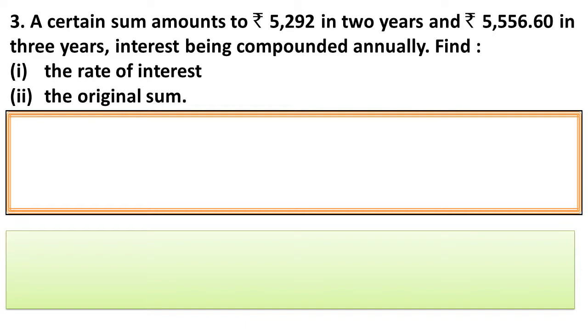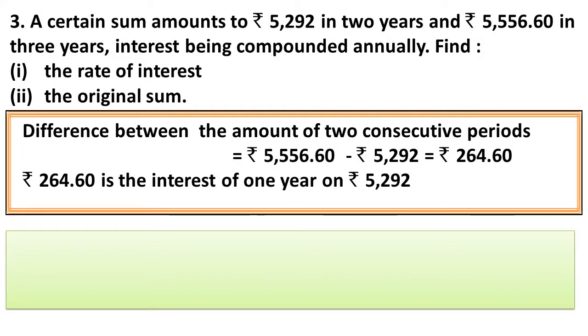In both the cases, the first step is the same. In the first and second problems, we calculated the difference between the 2 compound interests for the successive years. Here also, let us calculate the difference between the amounts for these 2 consecutive conversion periods. The difference will be 5,556.60 minus rupees 5,292. So the difference obtained is 264.60. This is the interest for 1 year.